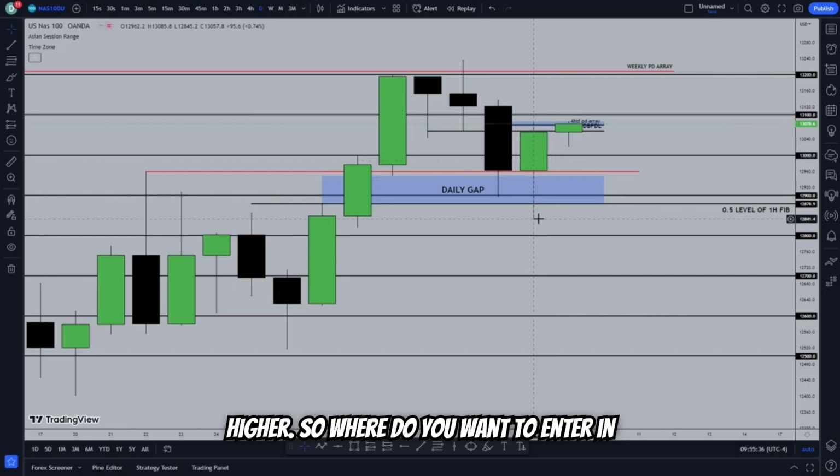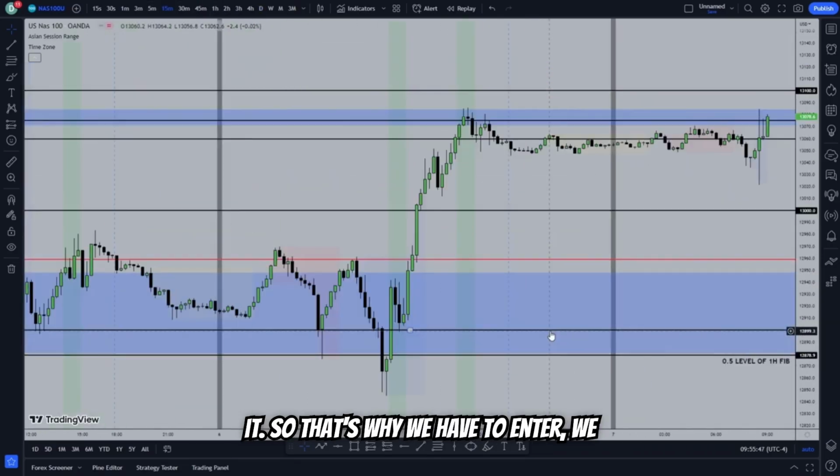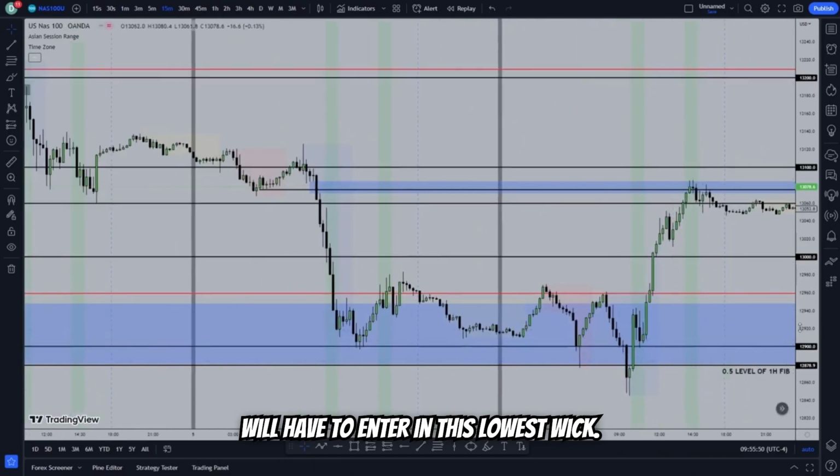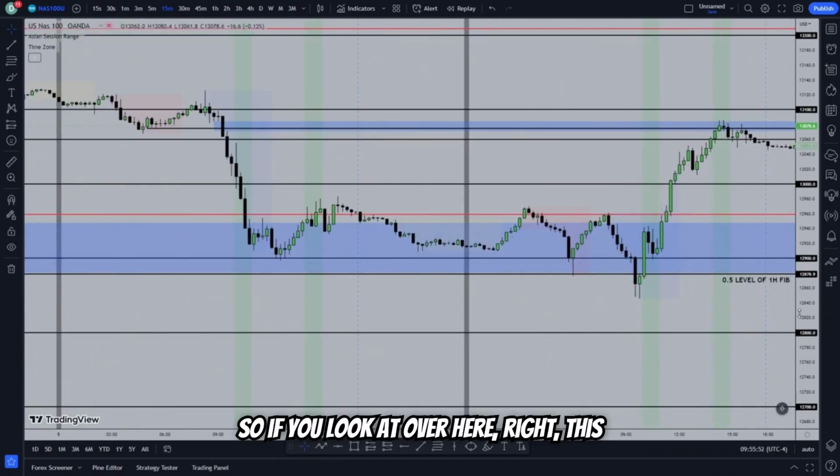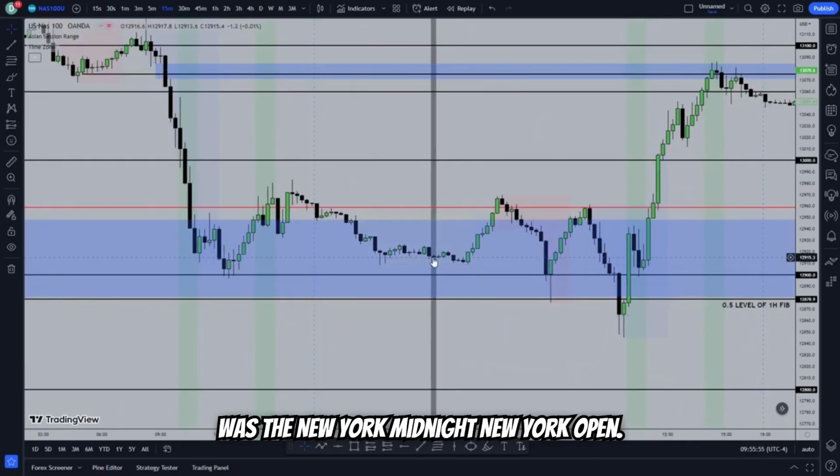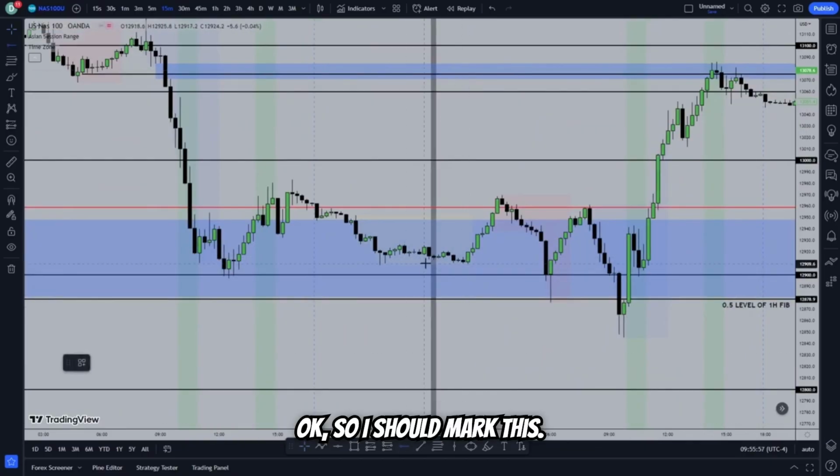So where do you want to enter in this candle? You have to enter in this wick, right? Then only you can get that whole daily range and get big profits out of it. That's why we have to enter in this lowest wick. If you look over here, this was the midnight New York open, okay? So I should mark this.